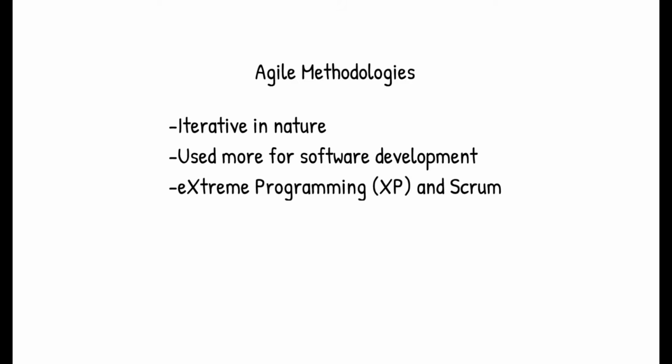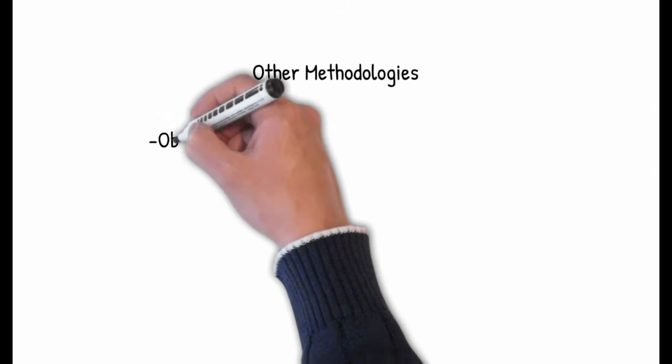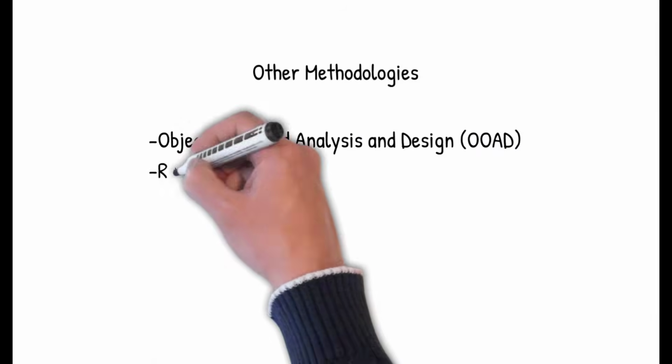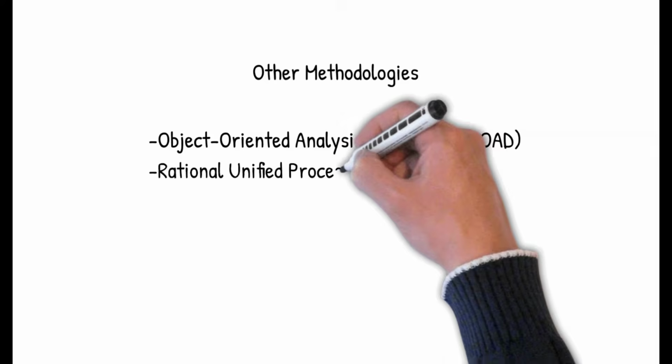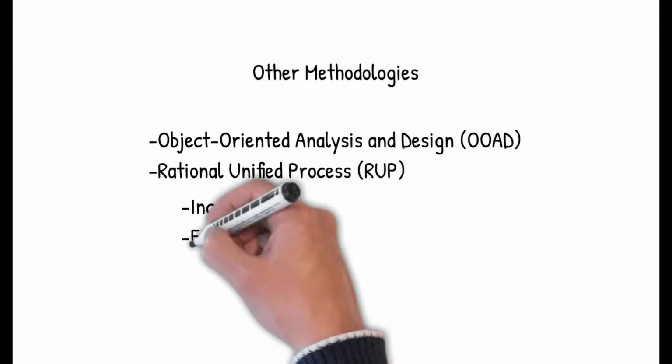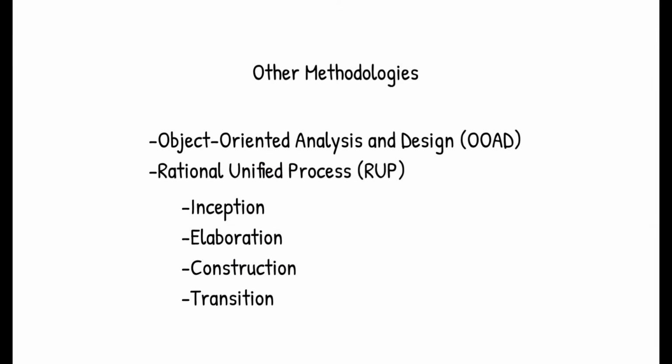Two other methodologies are object-oriented analysis and design and Rational Unified Process. Both share commonalities with object-oriented programming, where you deal with objects, methods, and inheritance. RUP follows a four-phase model: inception, elaboration, construction, and transition, which, when you break down what happens in each phase, has a lot of the same characteristics as the SDLC.